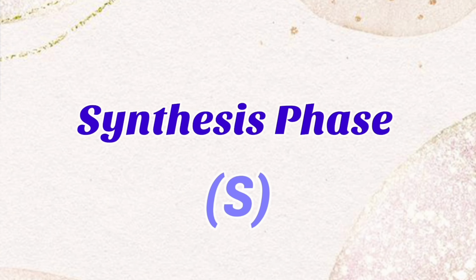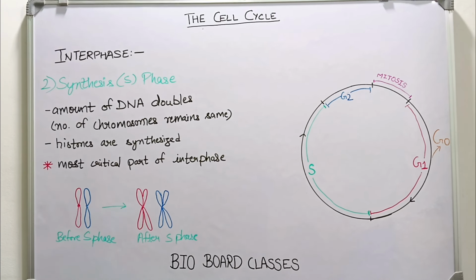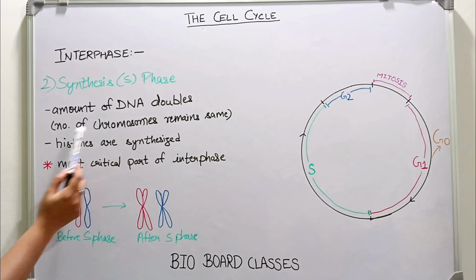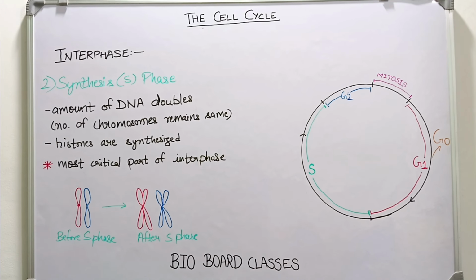Next comes the S phase, where the cell duplicates its DNA so that each daughter cell will have a complete set of genetic information. This is the most critical part of the interphase. During this phase, the amount of DNA in the cell doubles, but the number of chromosomes remains the same. For example, in a human cell, if there are 46 chromosomes before the S phase, there will still be 46 chromosomes after the S phase, but each will now consist of two identical sister chromatids connected at a region called the centromere.